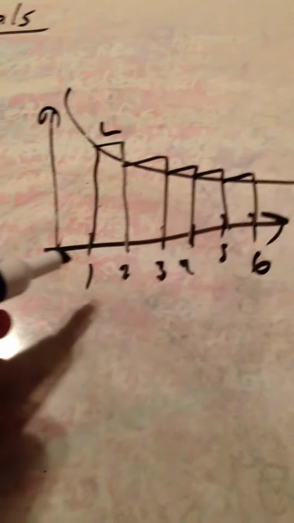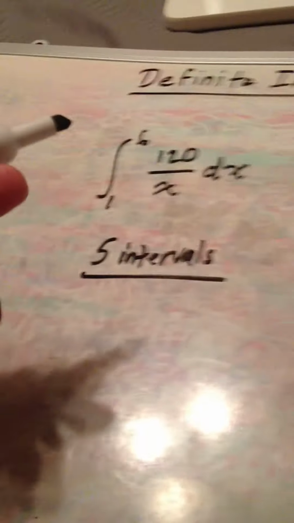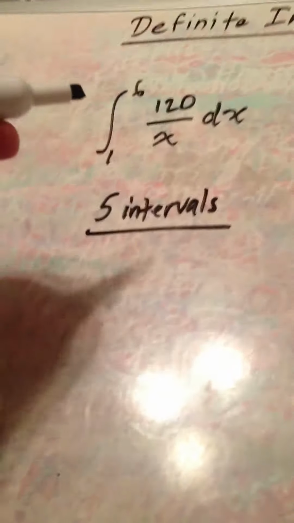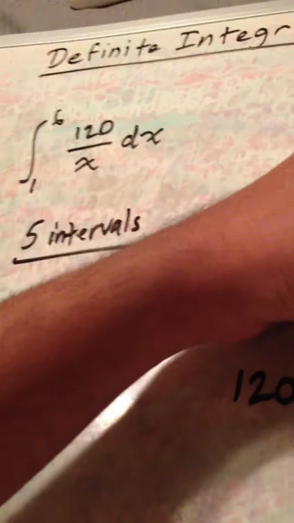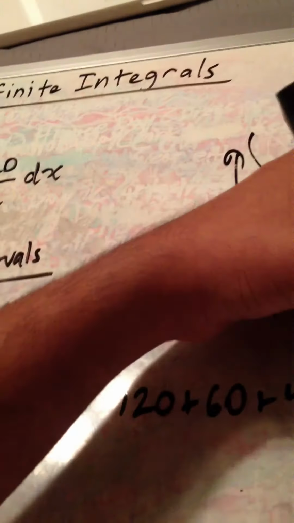So this is f of 1 plus f of 2 plus f of 3, etc. What's f of 1? 120 over 1 is just 120. Plus f of 2 is 60, 120 over 2, right? f of 3 is 40. f of 4 is 30. f of 5 is 24, 120 over 5 is 24. Boom. LHS equals, add that all up, and you get the value to be 274. That's the left-hand sum. Now let's find the right-hand sum.